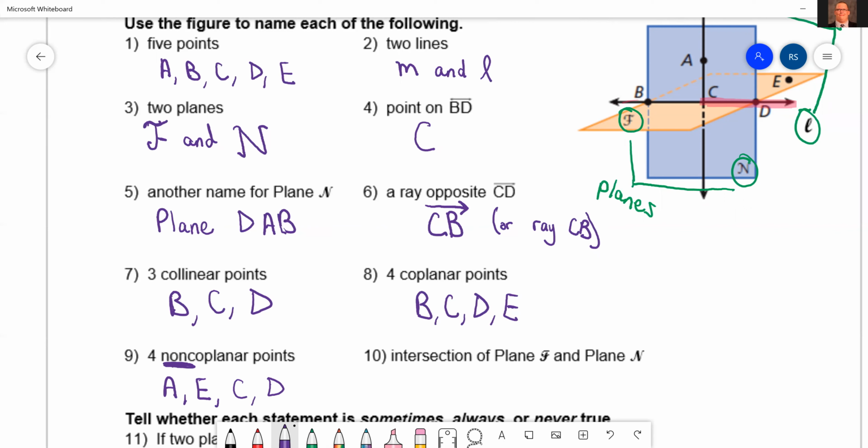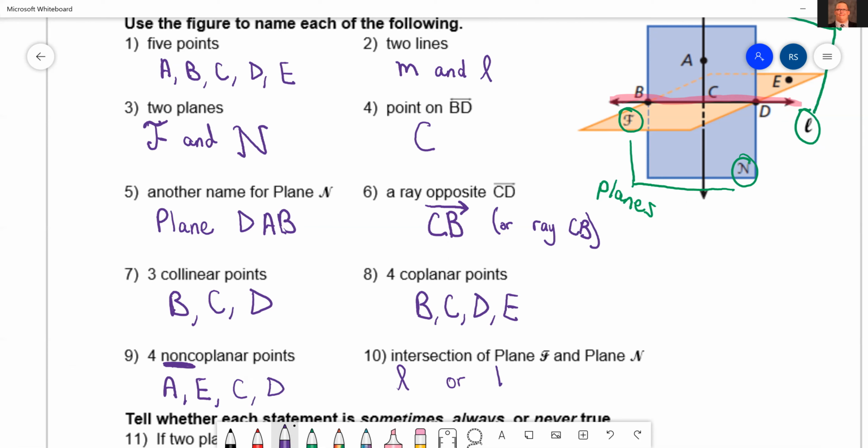Okay, and for this picture, the last one is number 10. The intersection of plane F and plane N. So where do they cross? You're asking me, I'd say this line right here. They cross on this line right here. So what's one name for that line? Yeah? Let me change back to my pen and we can say it. We can say L. That's one way.